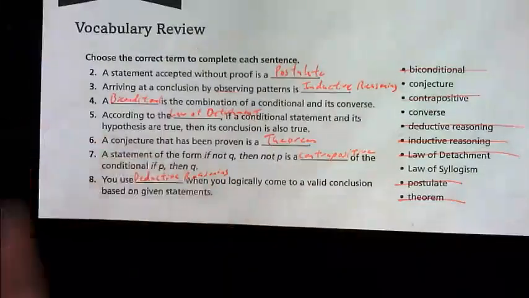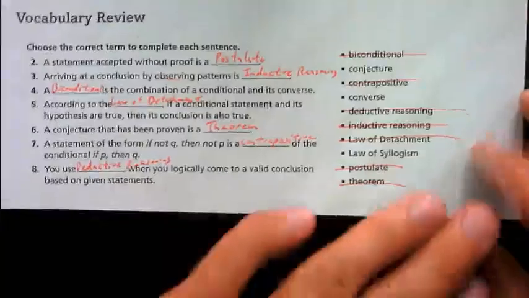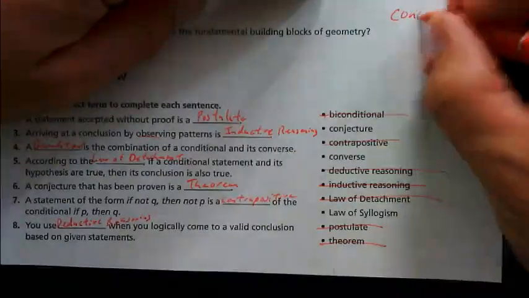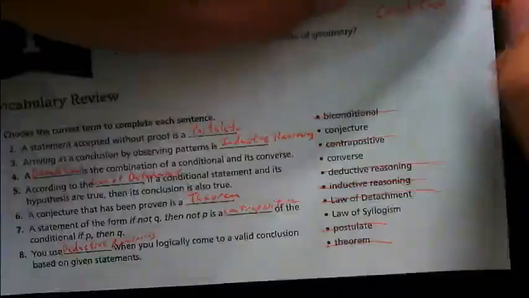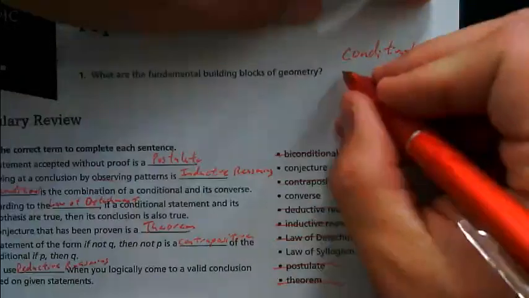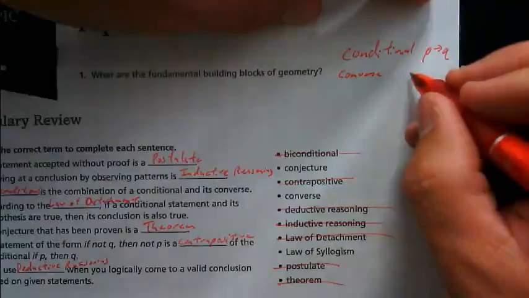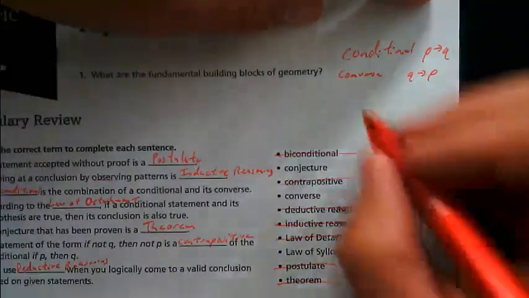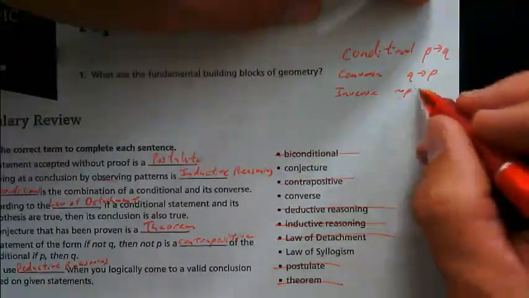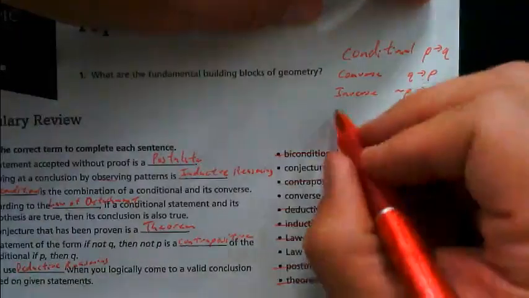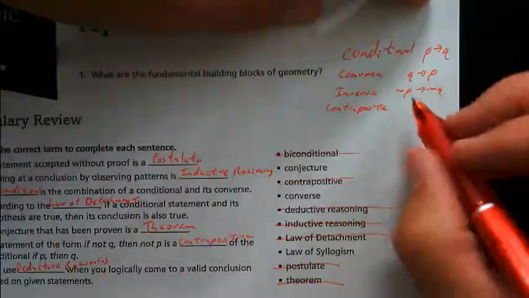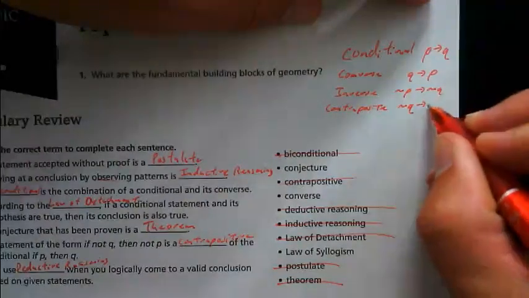All right. Just to recap real fast, if you're given a conditional, if P, then Q, the converse switches, so if Q, then P. The inverse negates both statements, but in the original order, so if not P, then not Q. And finally, a contrapositive does both negating and switching. So if not Q, then not P.